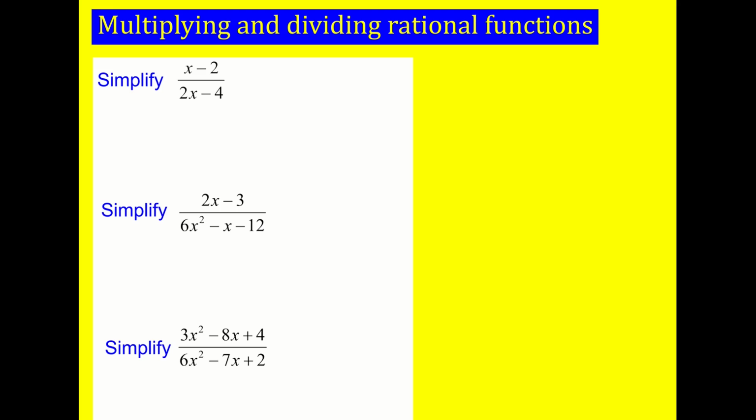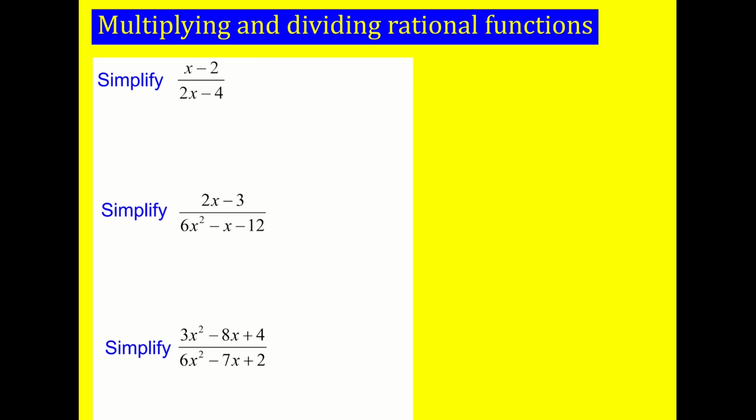So what I'd like you to do, ideally, is take each of these questions, pause the video, have a go at it, try and simplify it, and see if you get the same answer. I normally do this as a whiteboard activity, but I can't in this situation. So please have a go.